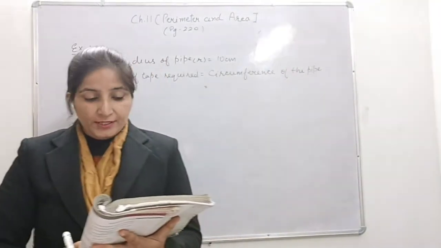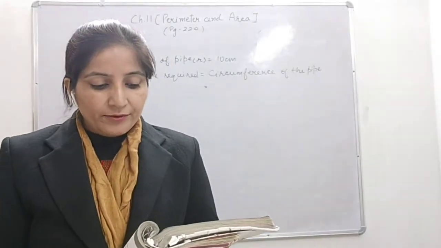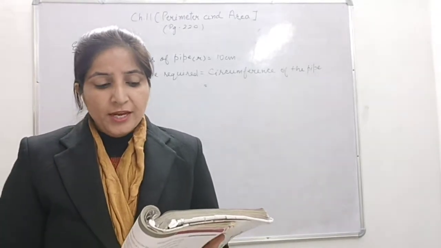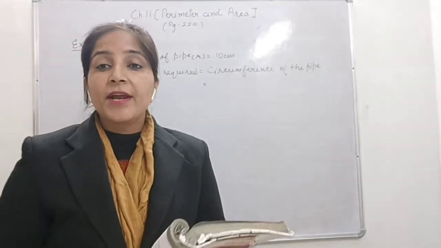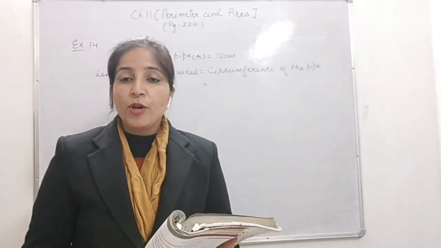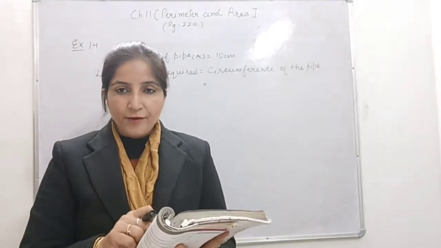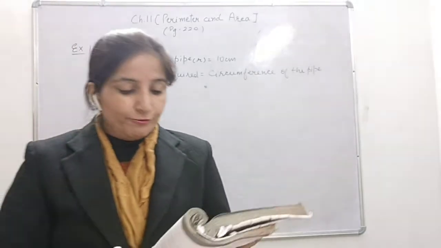Now example 13. Example 13 is, what is the circumference of a circular disc of radius 14 centimeter? It is just similar to example number 12, but here the radius is given. So the formula of circumference will become 2 pi r. So you have to do it yourself. Now example number 14.